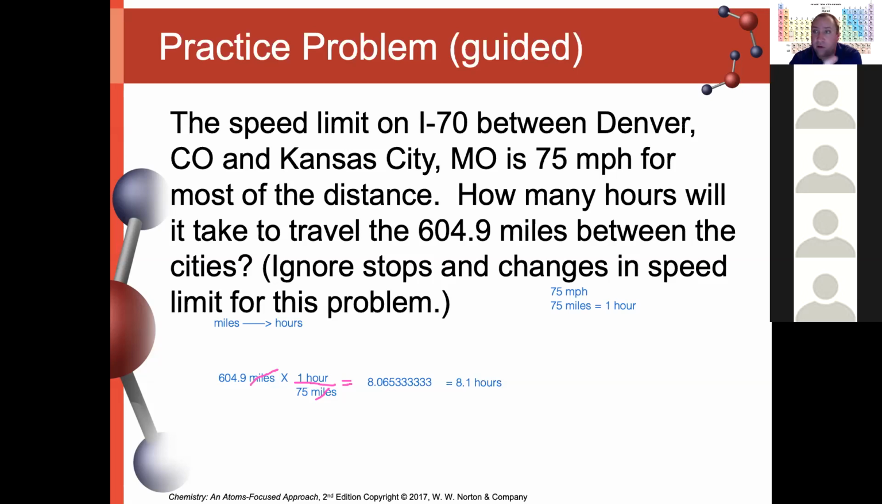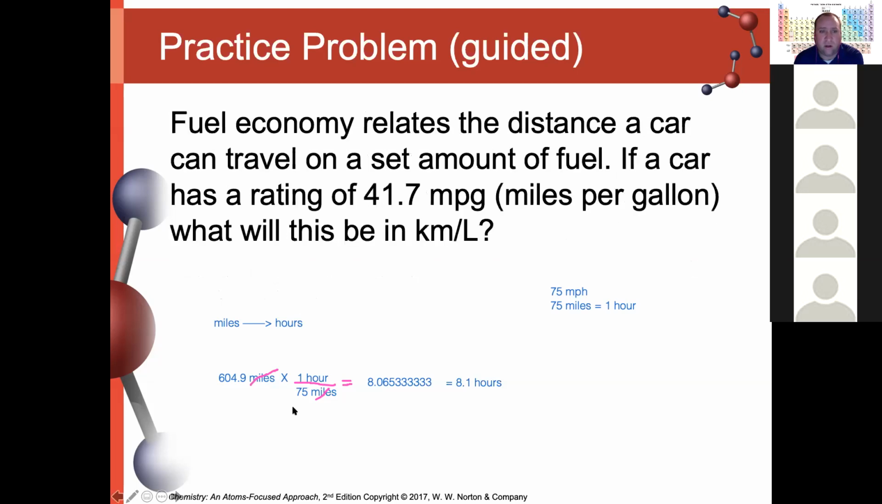All right. Any other questions on this example? Nope. No. All right, let's look at another one.